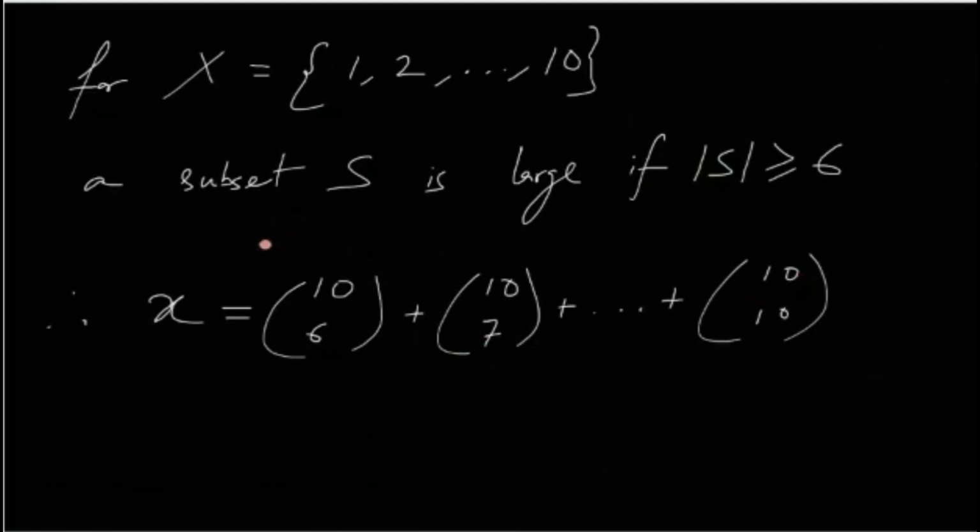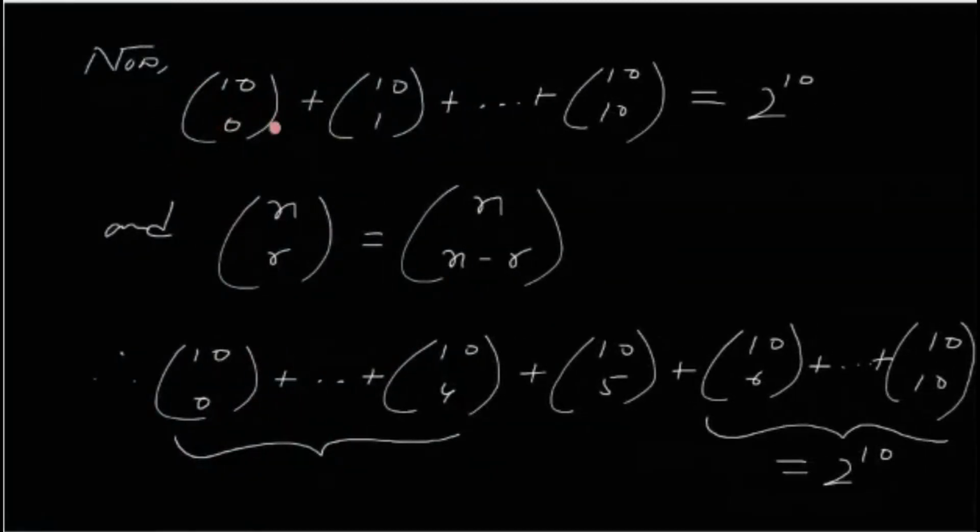So this is x. But it might be a bit difficult to calculate this because we have to calculate each of these individual things, right? So what we can do is use a trick. Now, 10 choose 0 plus 10 choose 1 plus 10 choose 2 up to 10 choose 10 is nothing but 2 to the 10, right? Because we know that this is an identity. Now, n choose r is actually n choose n minus r. This is also true, right?